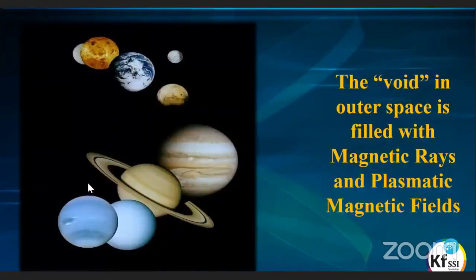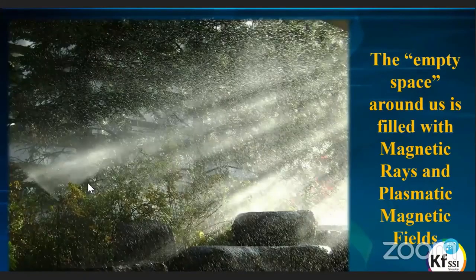So the void in outer space is filled with these magnetic rays and plasmatic magnetic fields, which we will explain. And it's the same here on Earth as in outer space. This empty space around us is filled with magnetic rays and plasmatic magnetic fields.